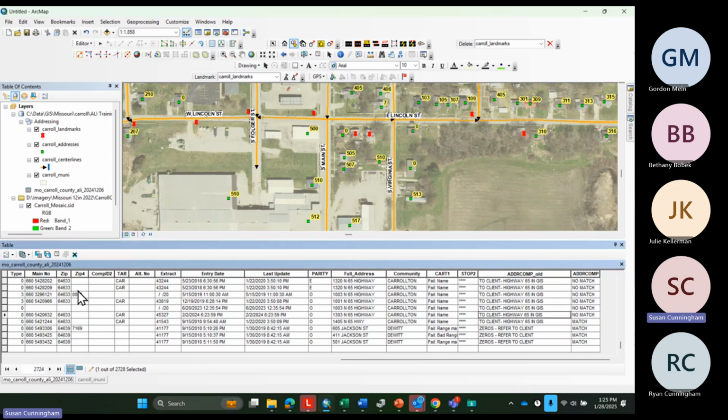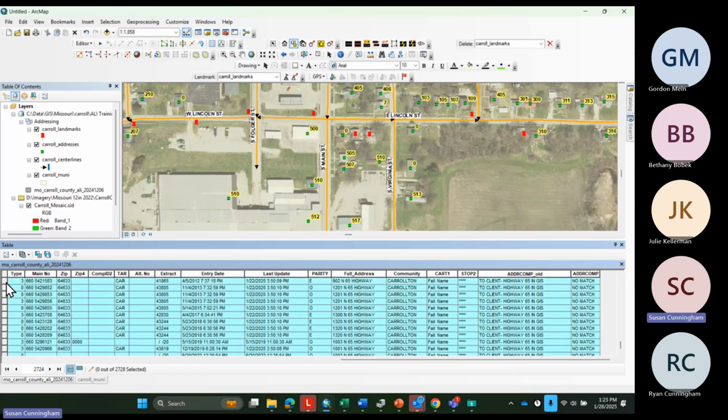This one, we had a really long stretch of highway that was called Highway 65 in the GIS, but in theirs, it was called North 65 Highway. Do you see that difference? The house numbers were matching up. So I referred that one back to the client who told me that it's North 65 Highway only inside the city limits, and it's Highway 65 elsewhere.